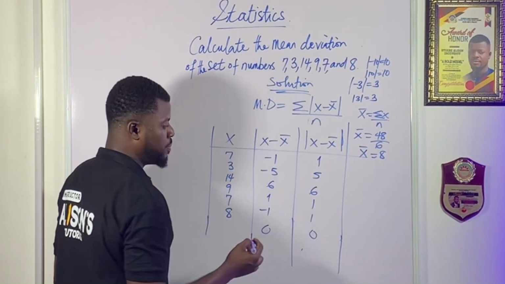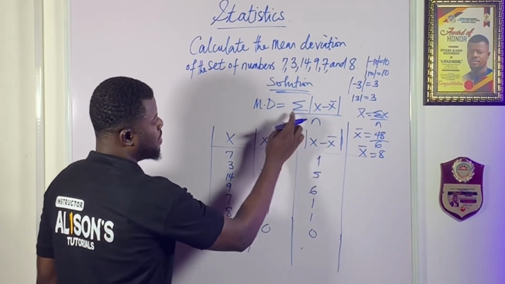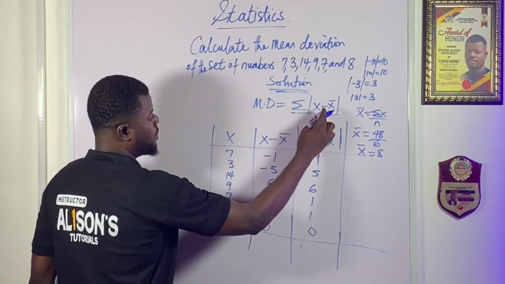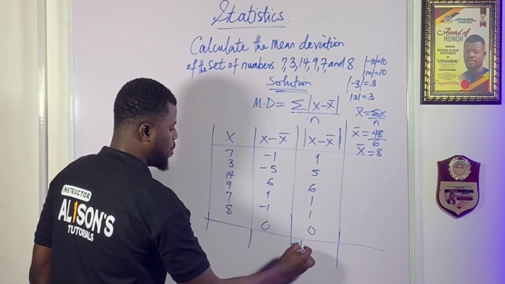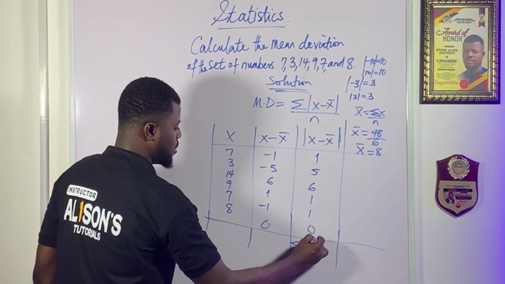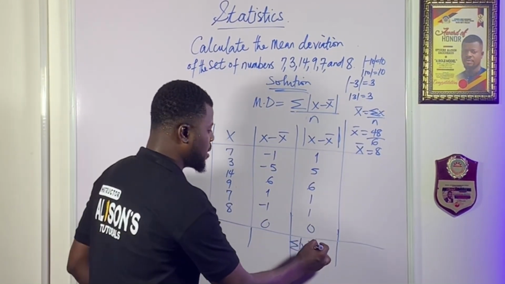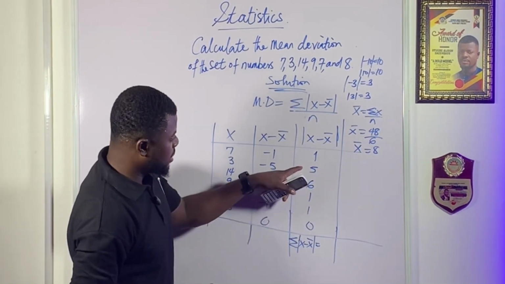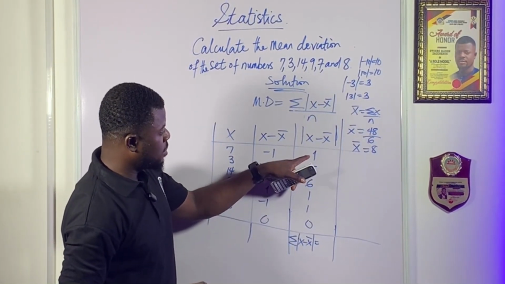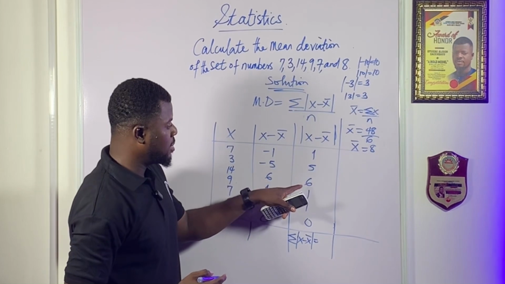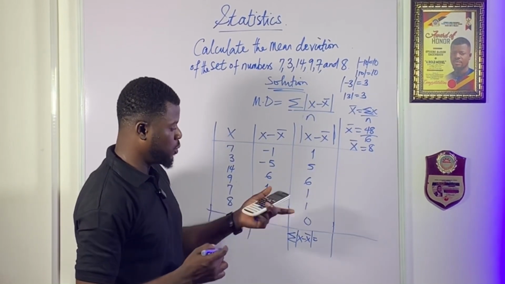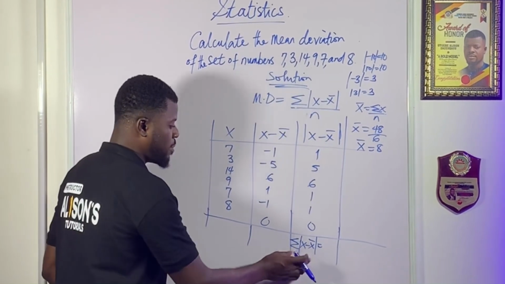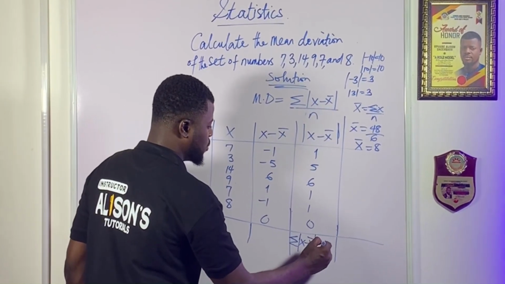So what's the next thing we're supposed to do? It is to sum this up. Remember, the formula has sigma of this, the summation of absolute x minus x bar. So that means we're going to sum up all the numbers we have in here. So what is the total? 1 plus 5, that will be 6. 6 plus 6, 12. Plus 1, 13. 13 plus 1, that will be 14. So the summation of this is 14.